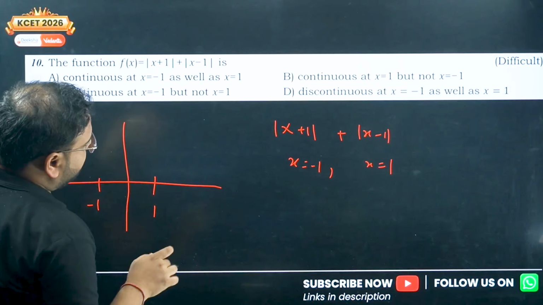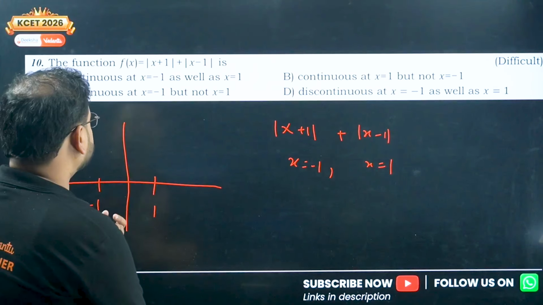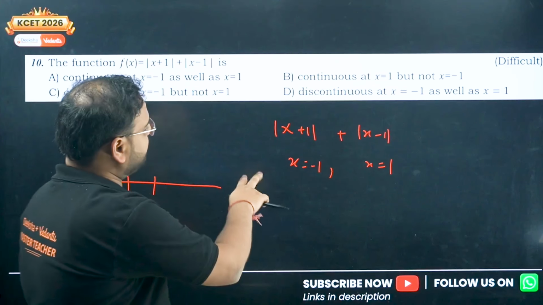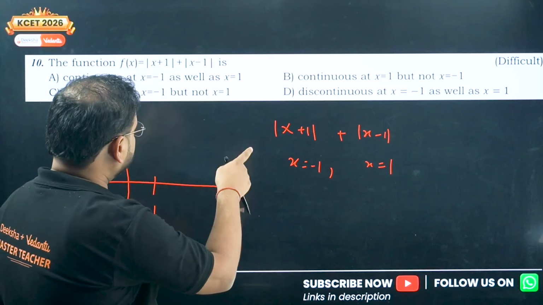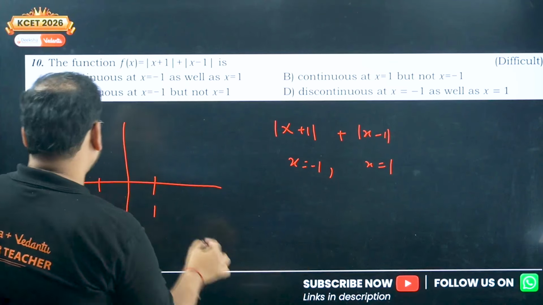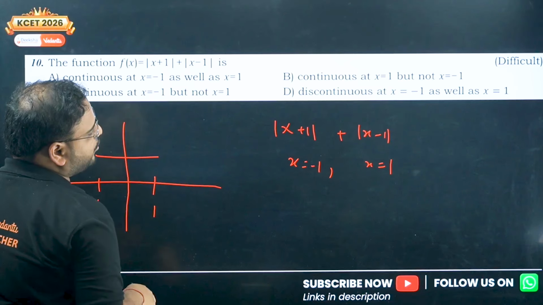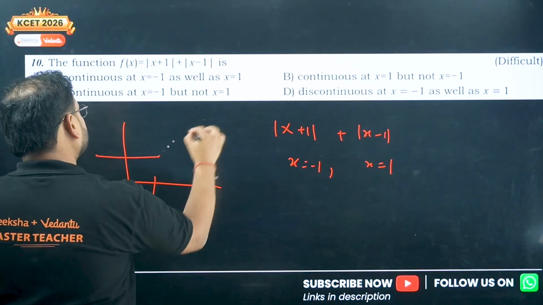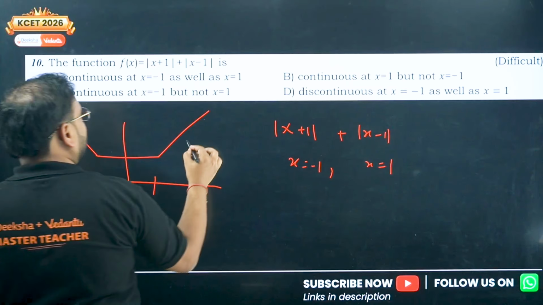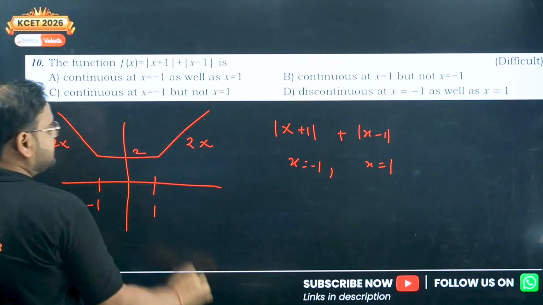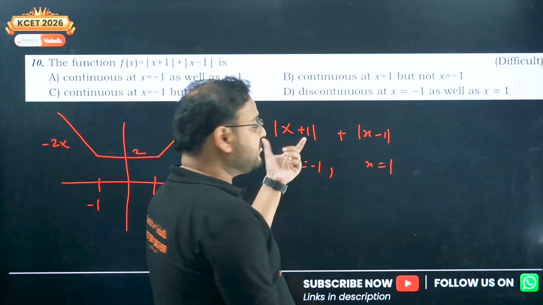So if you take over here plus and plus, this will be x plus x. This will be plus here, and this will be minus. So basically this value is 2, and if you take the positive of both, it will become 2x. So this is your graph actually. This graph is 2x over here, this value is 2, this is minus 2x. How can I say that? Expand it in 3 cases.